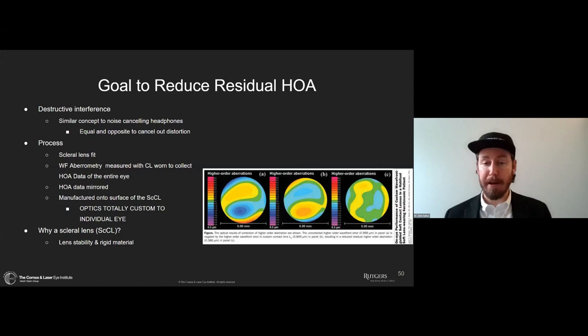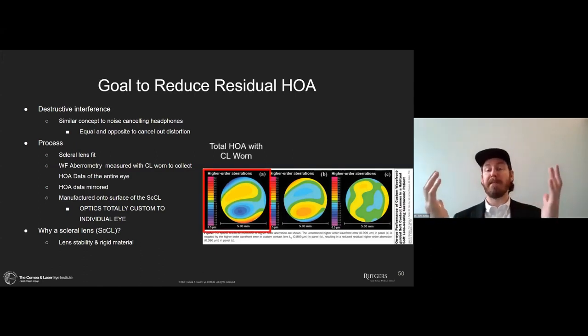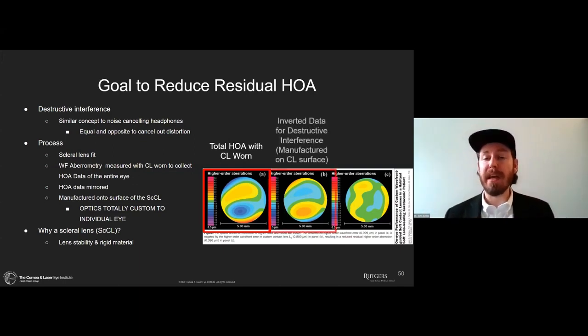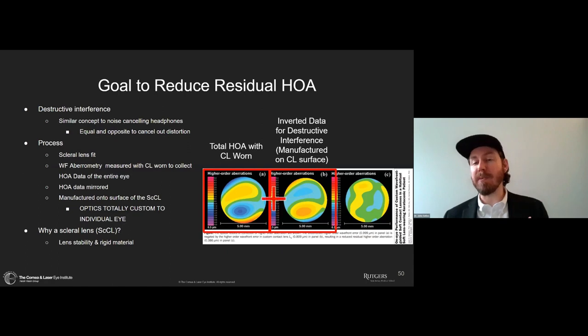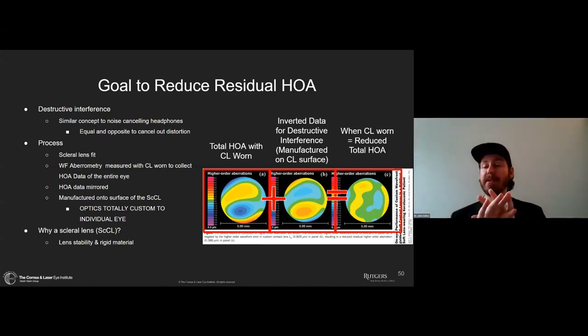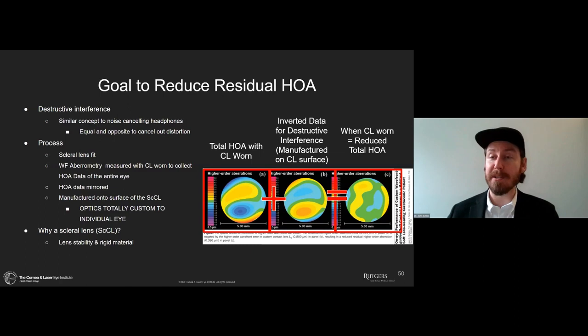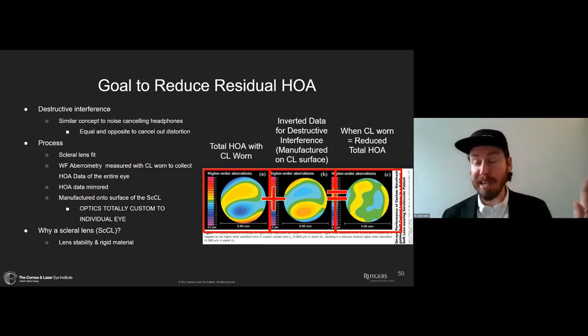So Marsak's work again, this is a tremendous innovation here. What we can see is the total aberrations of the whole ocular system with the contact lens. And you can see that vertical coma. What we do then is we invert the data so that we can create that destructive interference pattern, and then we manufacture it into the surface of the lens in that correct orientation so that it's right over the line of sight. And then when that lens with that destructive interference pattern is worn, it cancels out those aberrations and reduces the total higher order aberration that an individual sees. So these are totally customized to that individual's ocular surface, or to that individual's wavefront aberrometry profile.